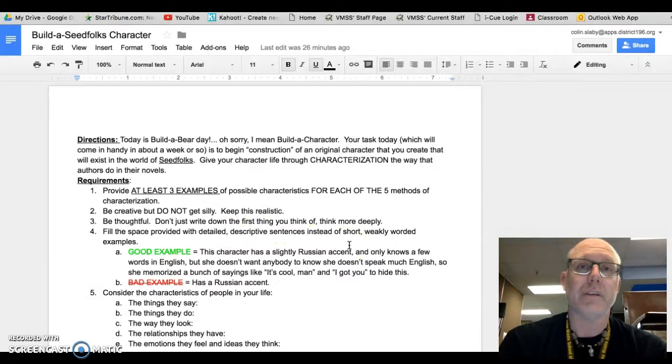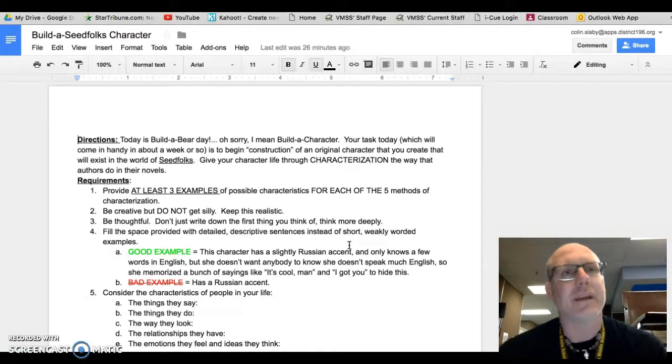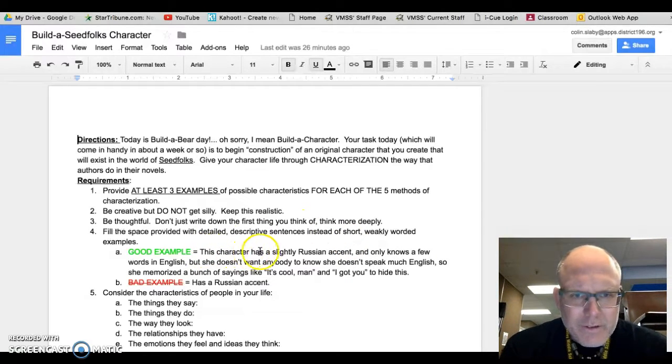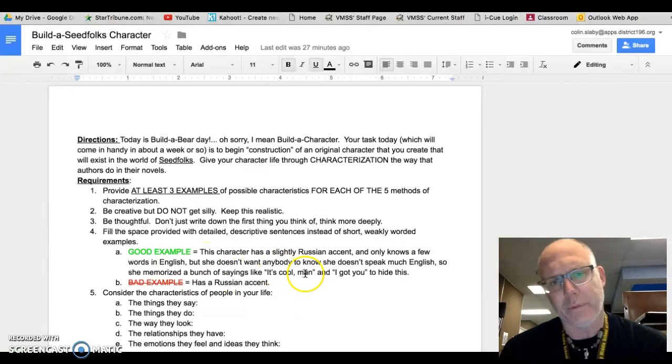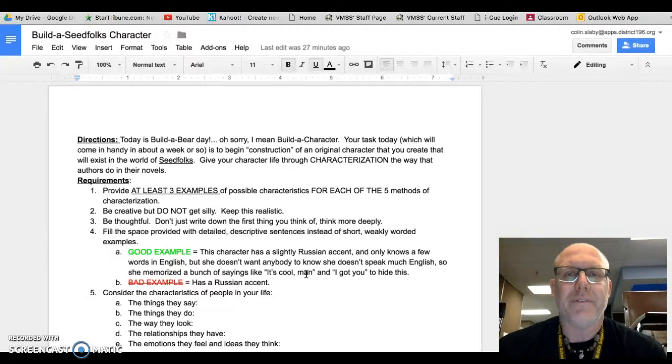Here's an example of a good example. Let's say I'm working on speech. All right, my first example in the speech category. I'm thinking, I start writing. And then I think of a kid that I knew a couple years ago. So here's what I wrote. This character has a slightly Russian accent and only knows a few words in English, but she doesn't want anyone to know she doesn't speak much English. So she memorized a bunch of sayings like, "It's cool, man," and "I got you," to hide this. This is actually based on a real kid I met about 7 years ago. Don't try to invent everything.